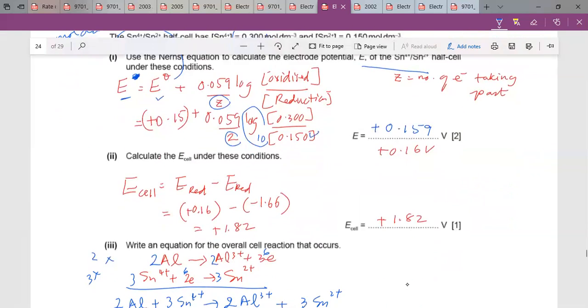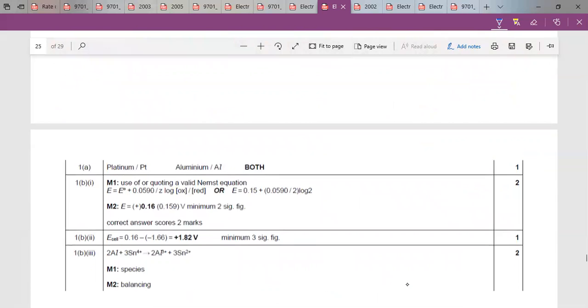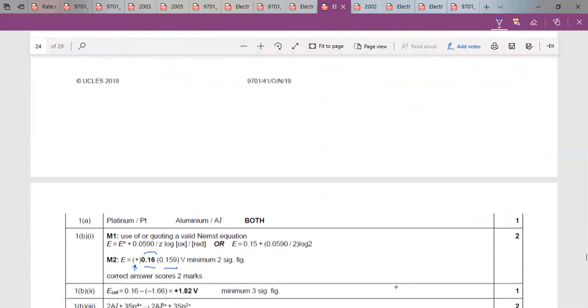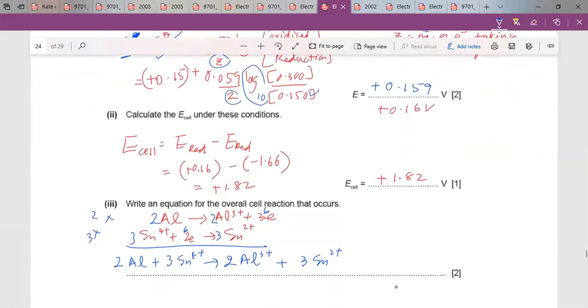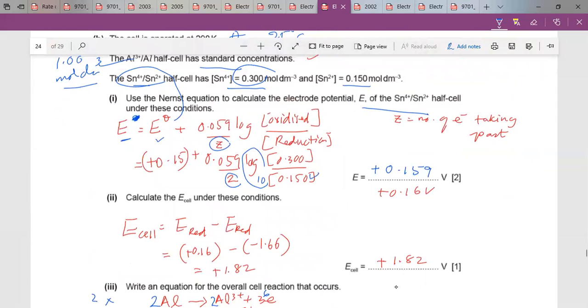So you can see here the answer. Either way, you get it correct. Positive, of course. Minimum 2 significant figures, so 0.2. Now the second part is the concentration effect, a calculation under these conditions. Now this is your electric potential for Sn4+ plus 2 electrons to Sn2+. It's an E, no longer standard. It's plus 0.16.